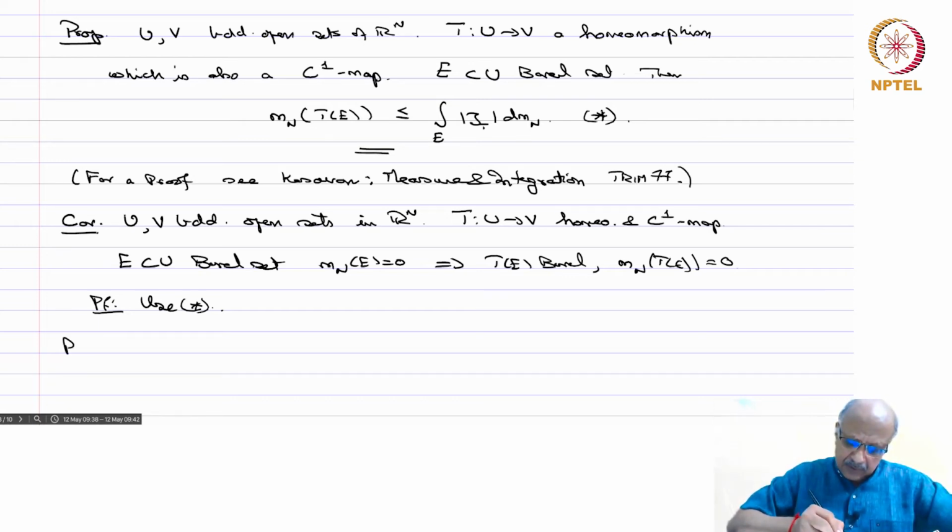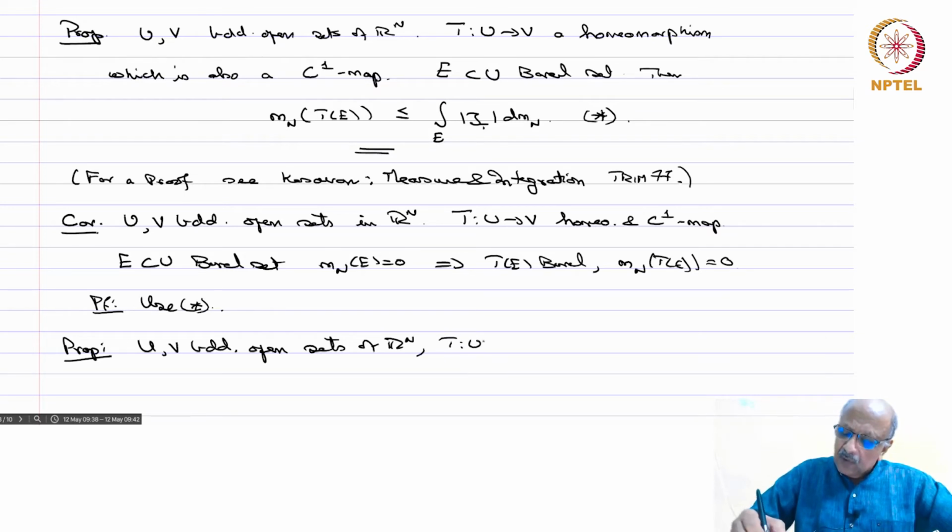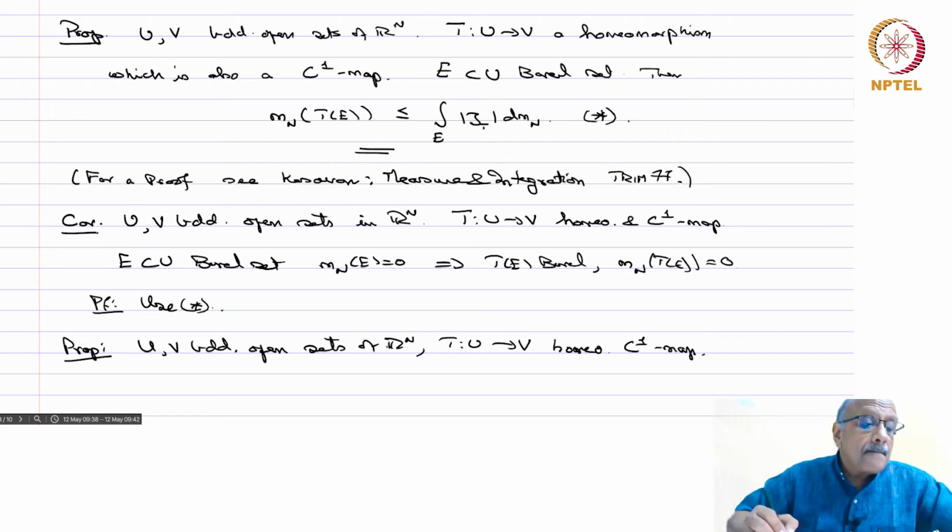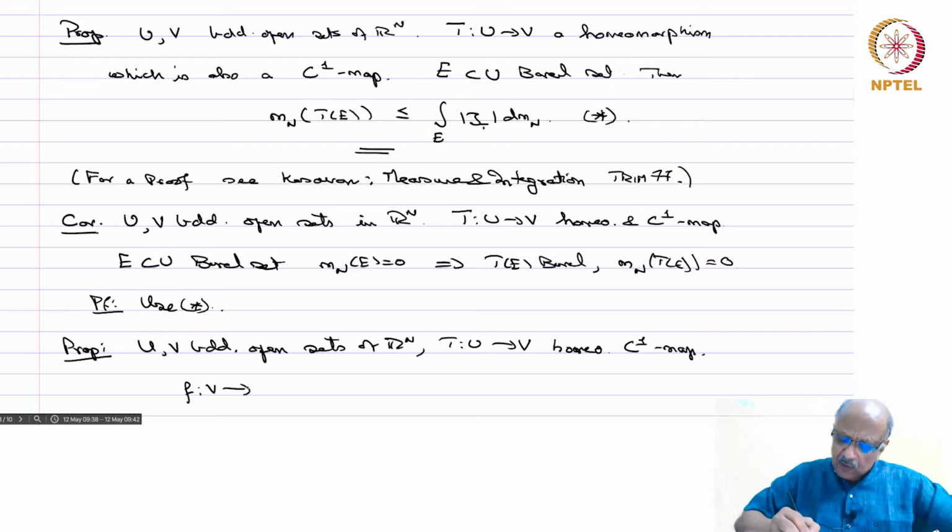Next proposition. Let U, V be bounded open sets of Rn, T from U onto V a homeomorphism and C1 map, and f from V to R a non-negative Borel measurable function.